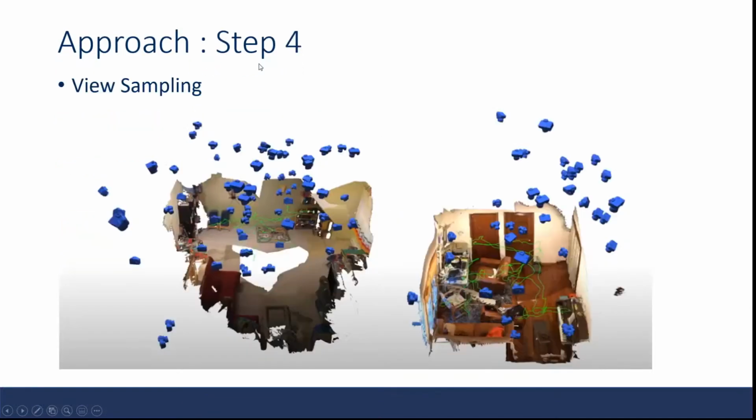The fourth step is using view sampling. Theoretically, you can create an unlimited amount of virtual views in one scene. However, the author carefully selects a wide range of views, as represented by the blue camera icons here. The green lines in the images are the original real images' camera poses.